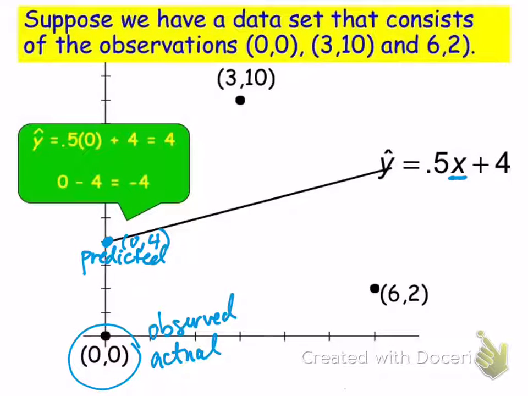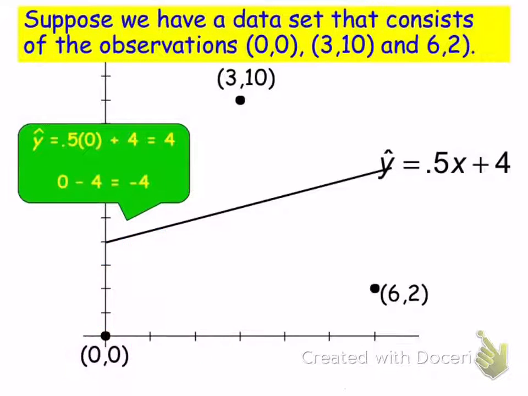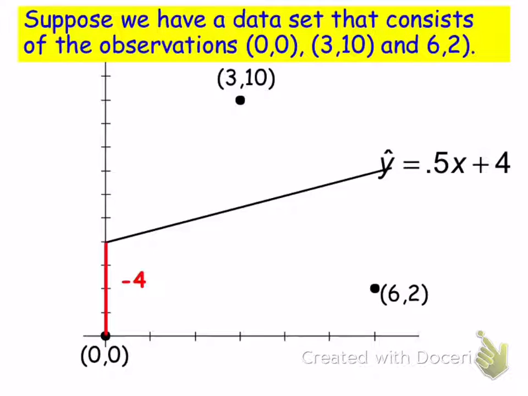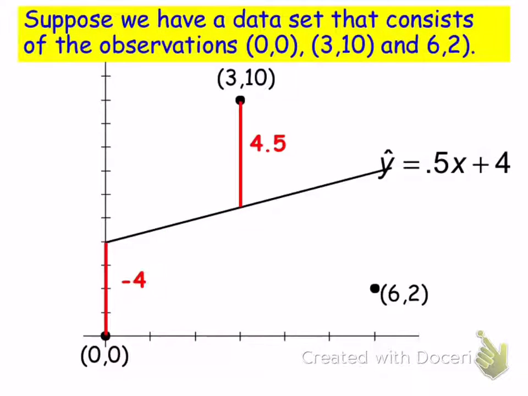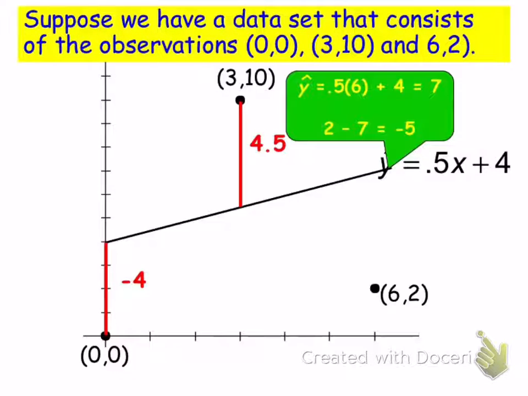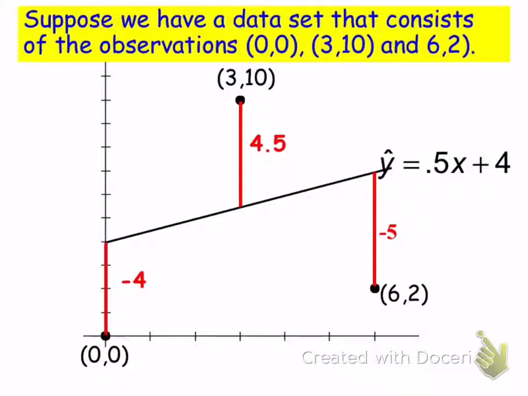And so the distance between those is called a residual. It's the deviation or the distance between my actual and my predicted, like how far I am off. So I have a -4 deviation. That means my actual is 4 points below what was predicted. We predicted that I would be at 4, but I'm actually at 0, so I'm 4 points below. If I did the same thing for x equals 3, you end up getting 5.5, so I'm 4.5 points above. And then if you did the same thing for 6, you would get -5.